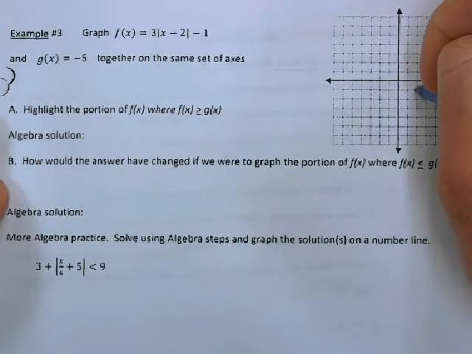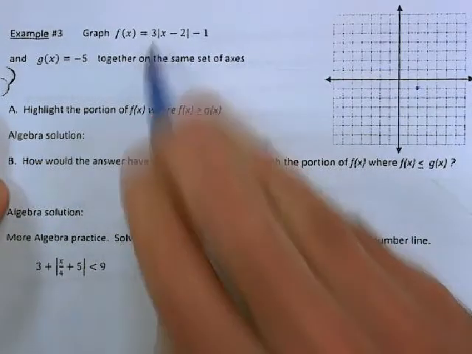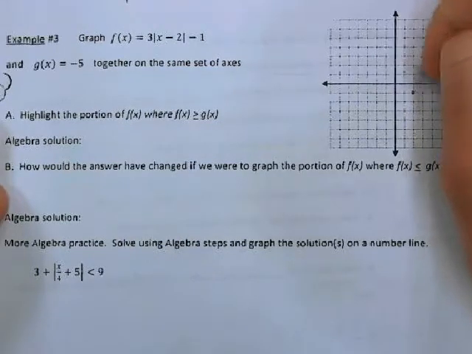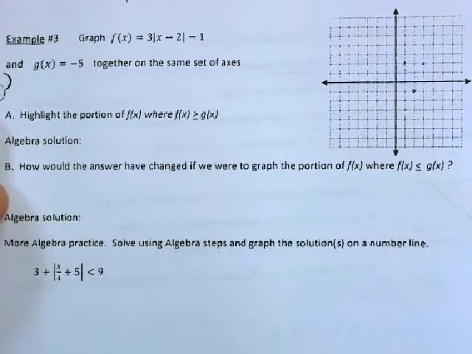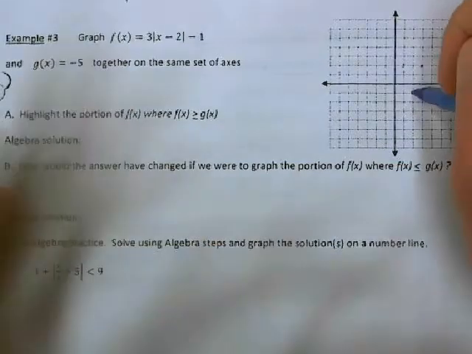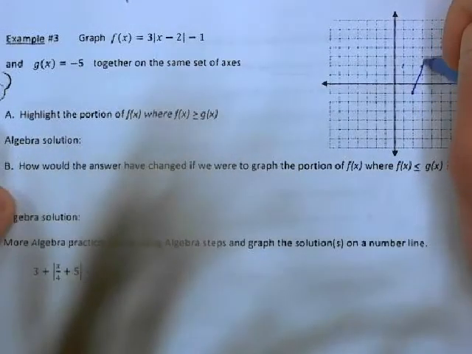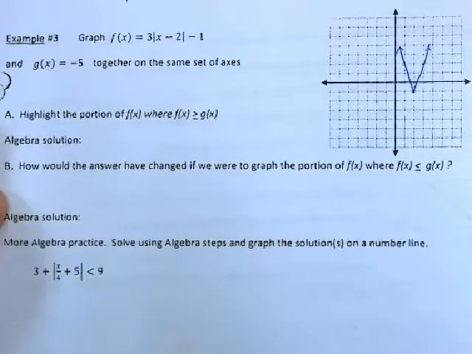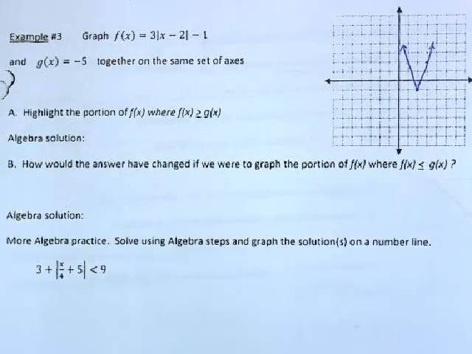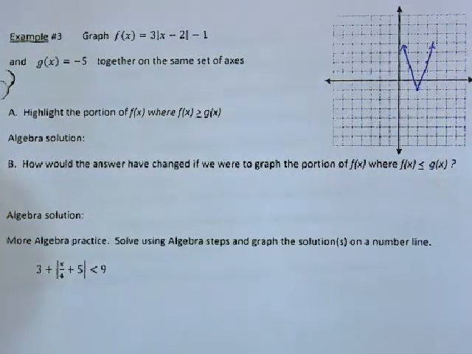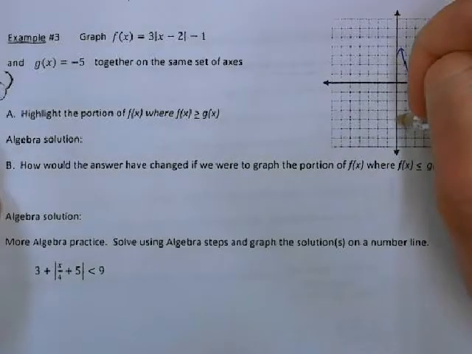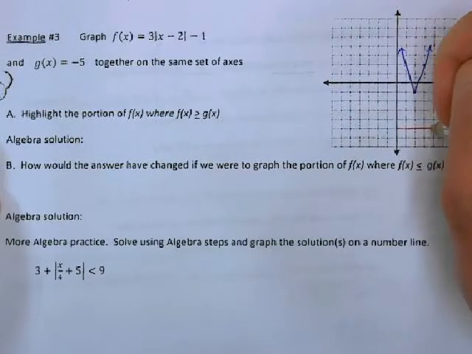There's my vertex. My a value is 3, so I'm going to go up 3 over 1. Up 3 over 1 the other direction, and I can do more points if we want to, but that's enough. We can draw our v. It's going to look something like this. Okay, so there's f of x, and then g of x is the line y equals -5, so we're going to go down 5, and then draw a horizontal line.